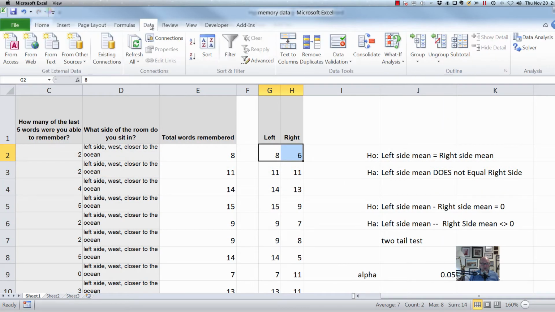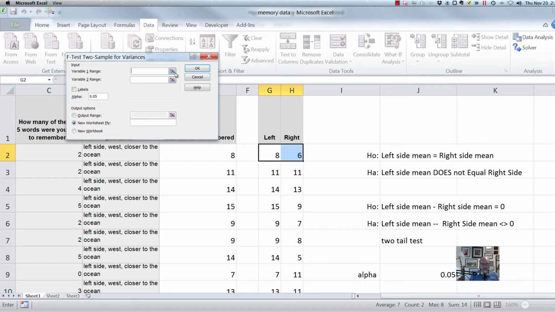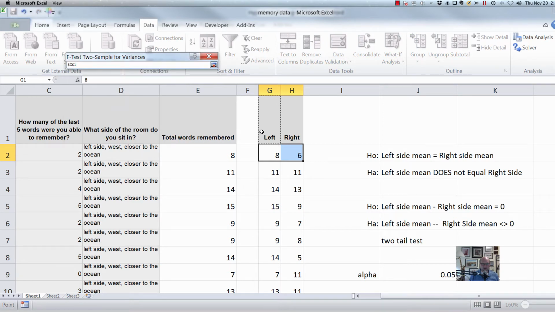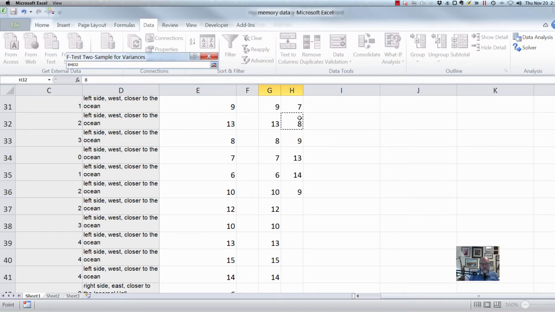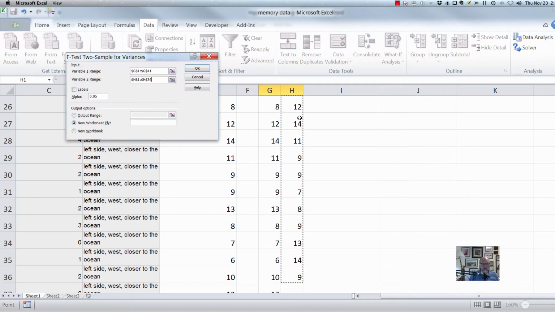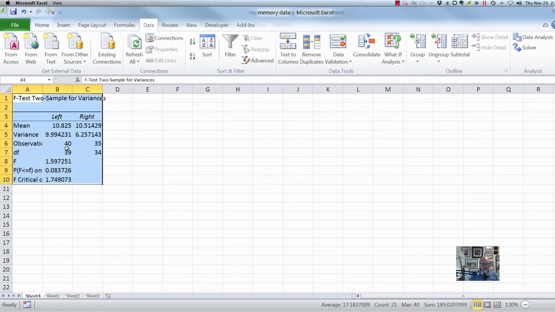All right, so we go to data analysis, and we scroll to the bottom. Oh no, F-test is... There it is, F-test two-sample for variance. Click on OK. Variable 1 range, that's our left guys. Hit enter. Variable 2 range, that's our right guys. Hit enter. We got labels in the first row. Yeah, alpha 0.05. Let's put it in a new worksheet, that's fine. Click on OK. That's it.